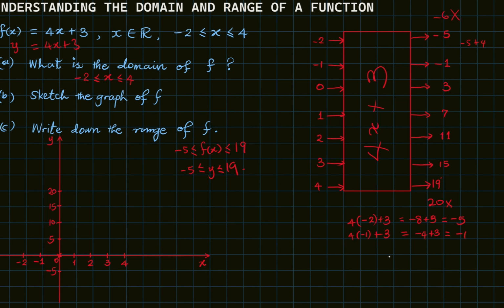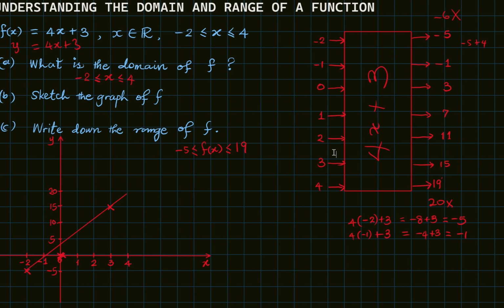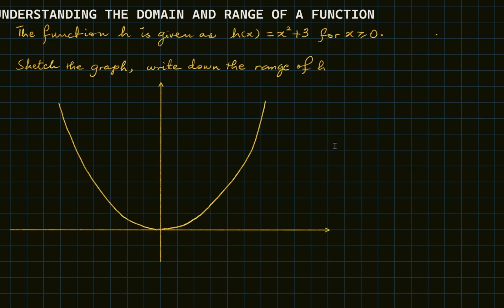Between, it would have given us our y between -5 and 19. So in this case, our range is -5 less than or equal to f of x, which is less than or equal to 19. We are now left with sketching the graph. And there you have it. Remember that the highest here has to be at 19 and the lowest has to be at -5.